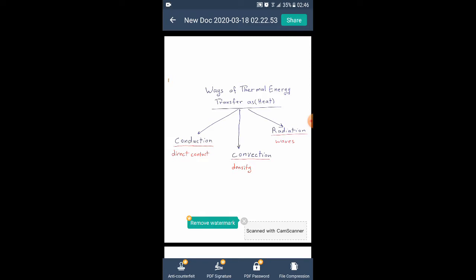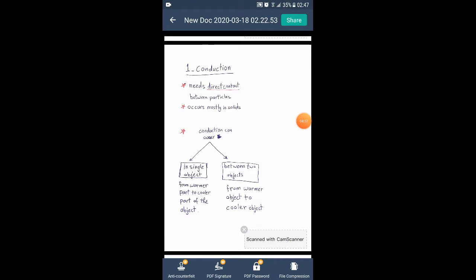Finally, radiation. Radiation doesn't need solid or fluid. It doesn't need matter at all. It can take place without matter. Why? Because it depends on waves, on the electromagnetic waves. And from lesson 1 in this chapter, we said the electromagnetic waves don't need matter. They move without matter. And in this way, the sun sends its thermal energy to us.